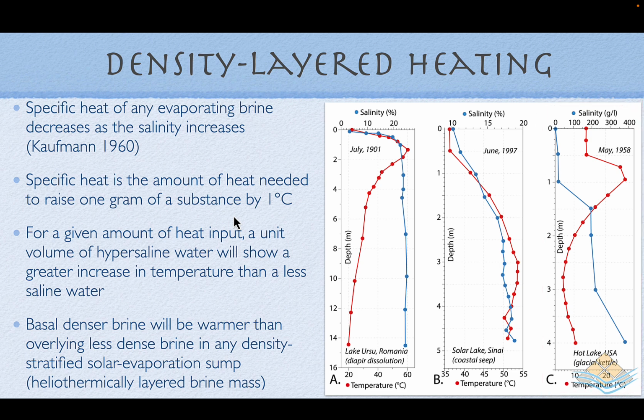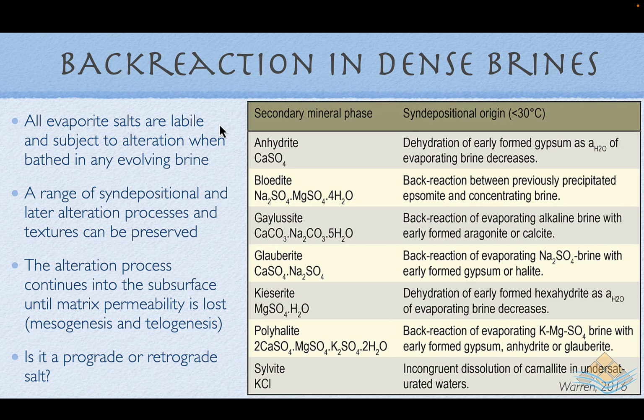We can also drive back reactions in evolving brine situations. Back reactions occur in dense brines because all our evaporite salts are labile. They are in equilibrium with the conditions in which they formed. And so if those conditions change as salinity increases or decreases, or we see a flushing by a more dense brine displacing a less dense brine, those salts are going to be subject to alteration.